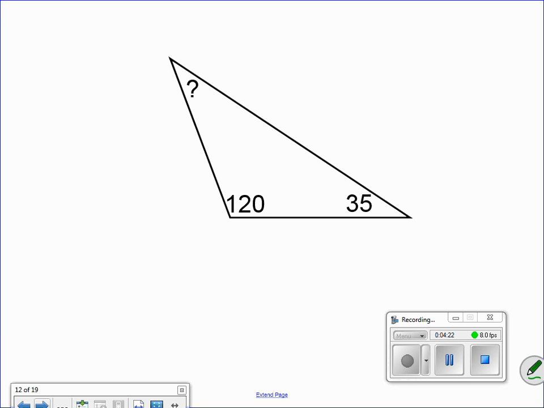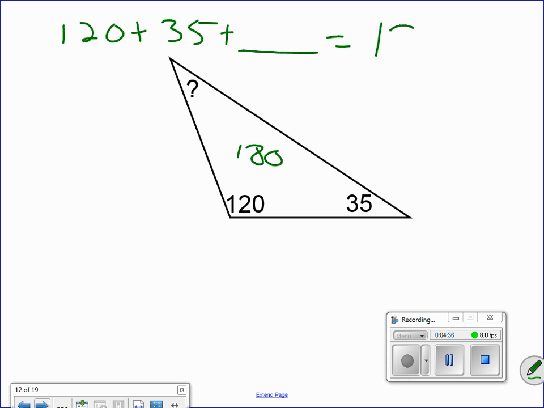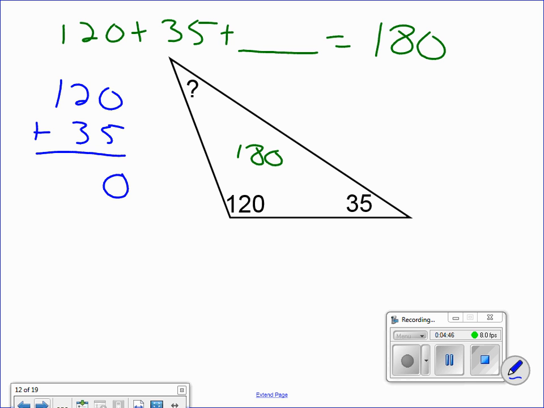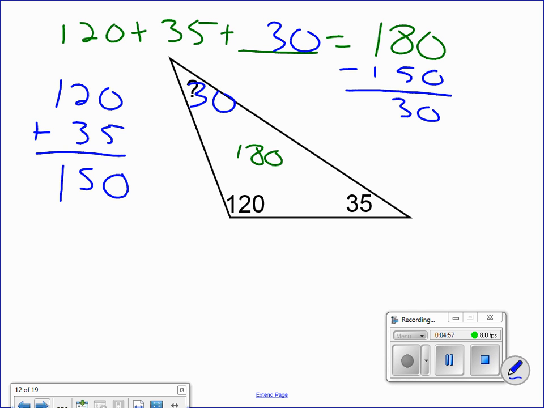This is why we're doing this. If you add up all the angles inside a triangle, it will equal 180. Well, I know what two of the angles are. So on my paper, I'll be writing 120 plus 35 plus blank equals 180. Well, in order to do this, I'm going to have to add up 120 plus 35, right? That's 155. I'm going to take 155 and subtract it from 180. This one's mental math, it is 25. 25 is my missing number, so this angle's got to be 25.